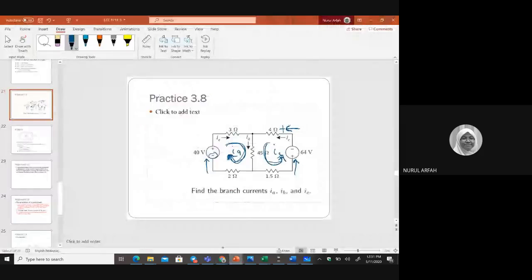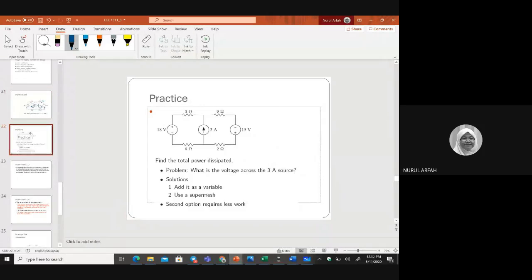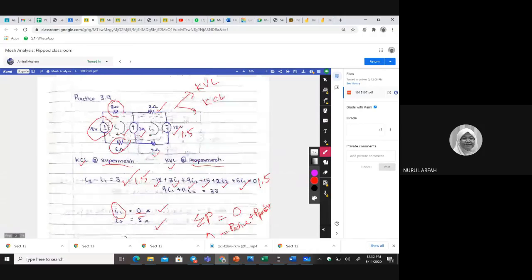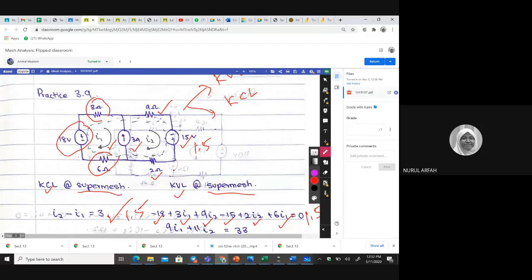The question is on the power dissipated, right? Power dissipated means the power delivered from your power source. If you follow Amirul's direction here, you have the current entering the 15 volt, so the negative 15 here. And remember, power is equal to IV, right? So what is the current equal to?